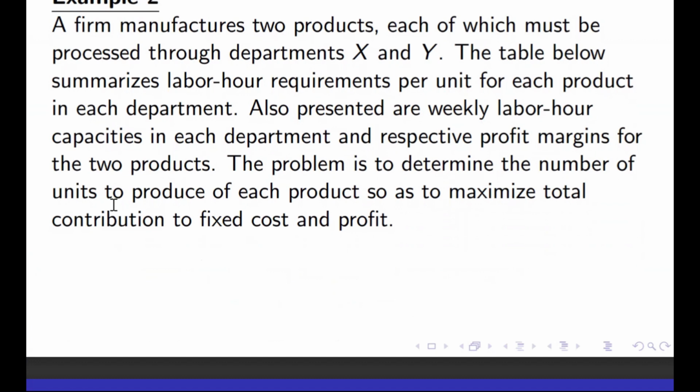Example 2. A firm manufactures 2 products, each of which must be processed through Department X and Y. The table below summarizes labor hour requirements per unit for each product in each department. Also present are weekly labor hour capacities in each department and respective profit margins for the 2 products. The problem is to determine the number of units to produce of each product so as to maximize total contribution to fixed costs and profit.